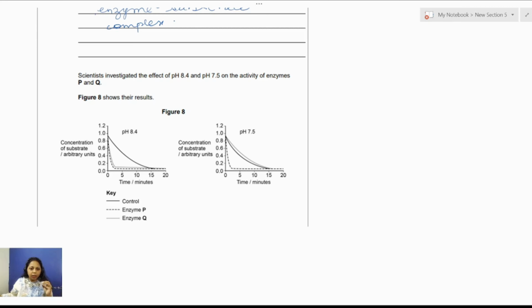Okay, you're saying the enzyme Q is performing the best. Let's forget the control. Just tell me the difference between this one, which is Q, and the solid, the darker line, which is P. So you are saying that at 8.4 Q is showing maximum activity because the concentration of substrate is decreasing. That's how the reaction occurs. If the concentration of substrate decreases, it means the concentration of product is increasing. Okay, what about the 7.5 pH?